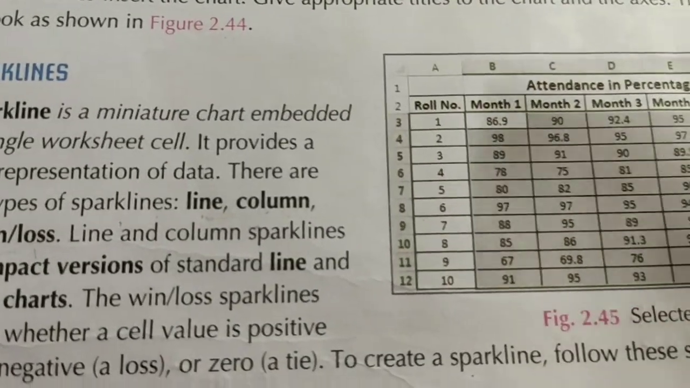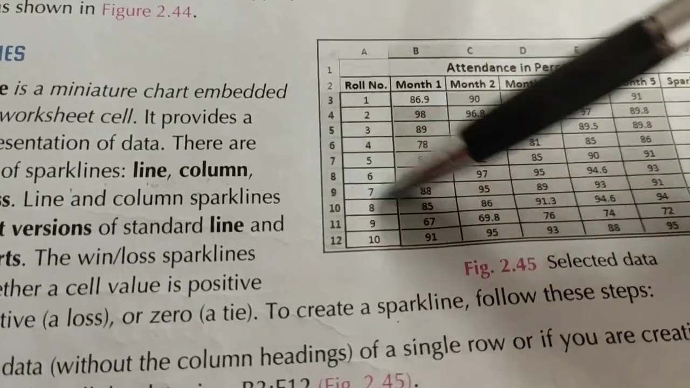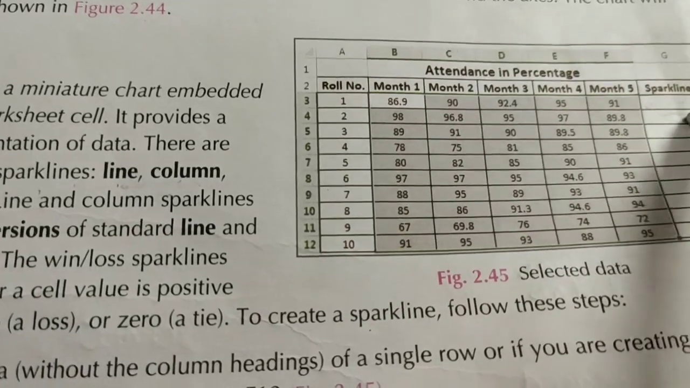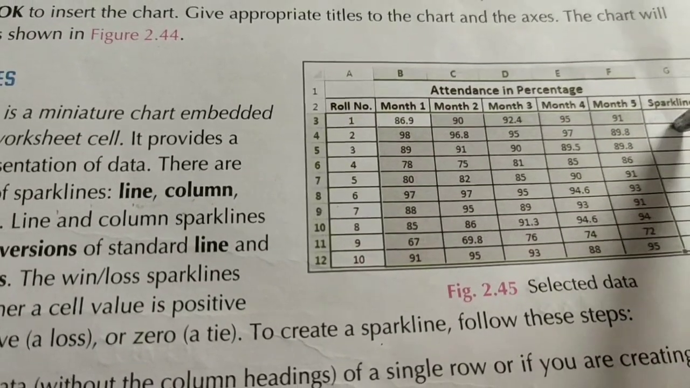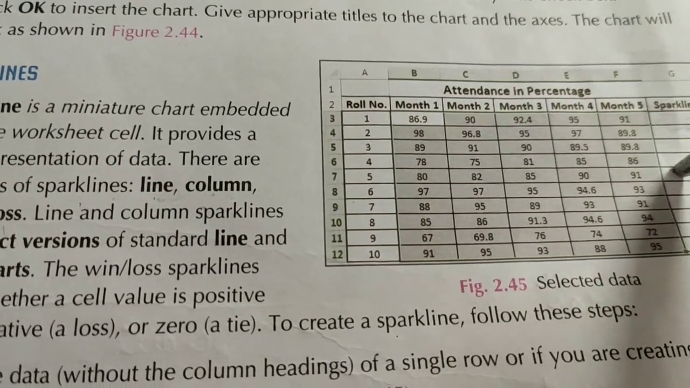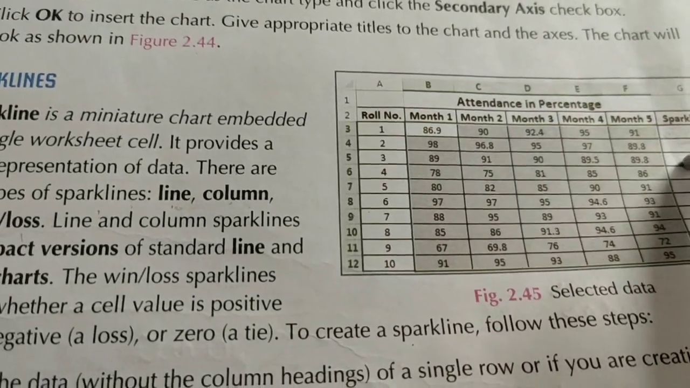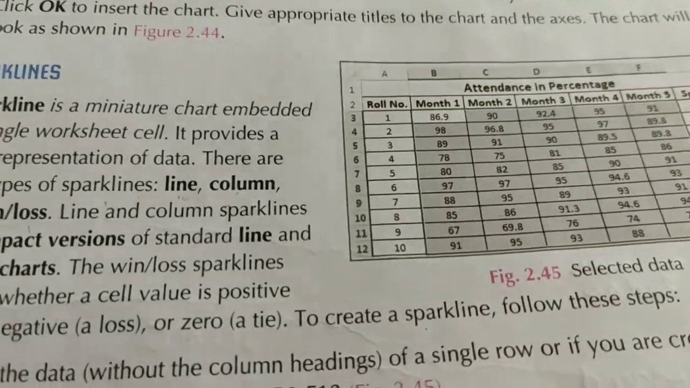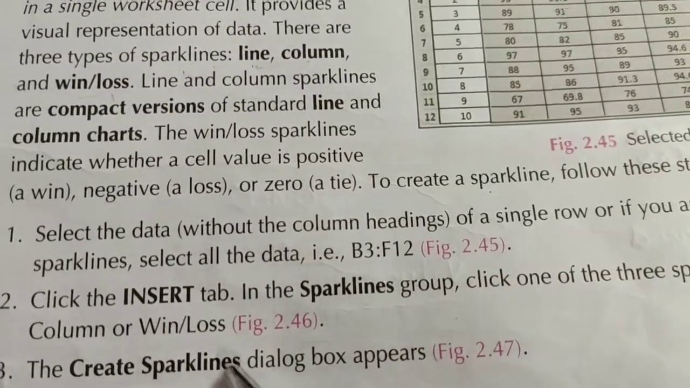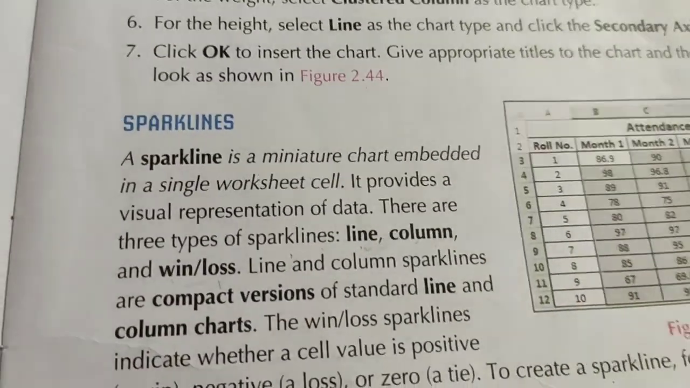Okay, first, this is a table. First you have to select the table. For the sparkline chart, first you have to select the table. Then after selecting the table, as usual you have to go to the insert button. Then under the insert button you will get create sparkline. Okay, now see, the create sparklines dialog box will appear.